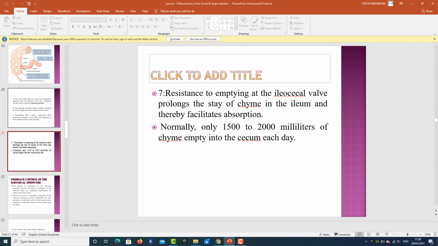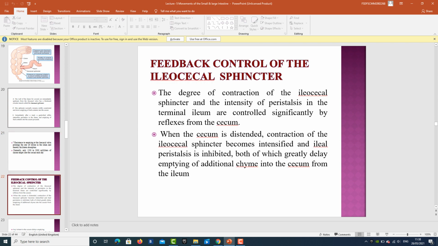So we should be knowing about how this whole process is taking place, how the absorption is helping, how this one-way traffic is being maintained, and so the feedback control of the sphincter. The degree of contraction of the ileocecal sphincter and the intensity of peristalsis are controlled by the reflexes from the cecum. When the cecum is distended, the contraction of the ileocecal sphincter becomes intensified and the ileal peristalsis is inhibited, both of which greatly delay the emptying of additional chyme into the cecum from the ileum.